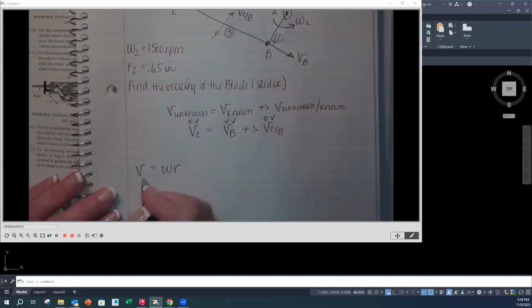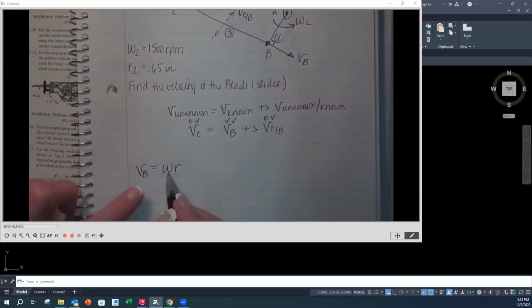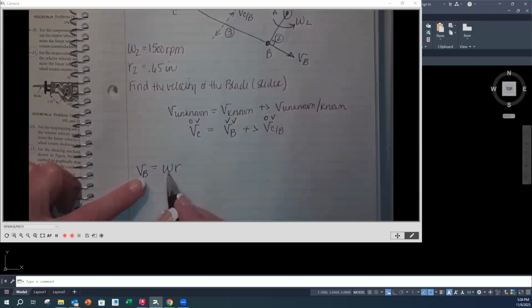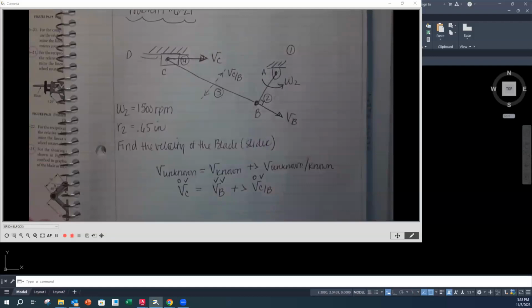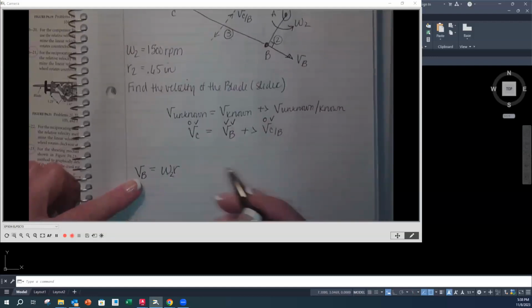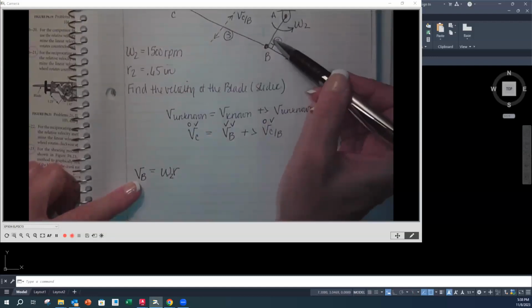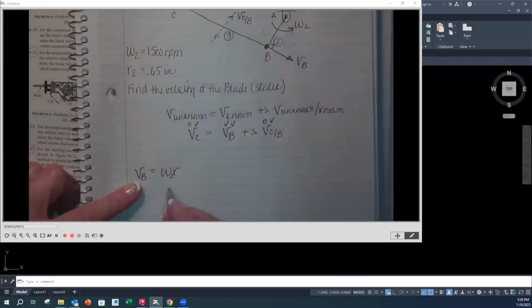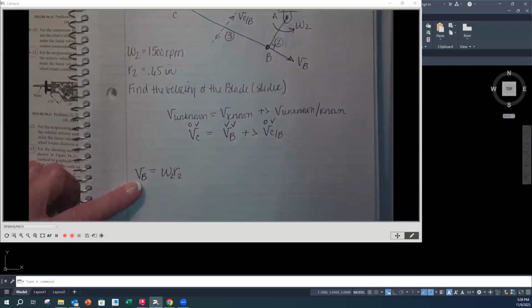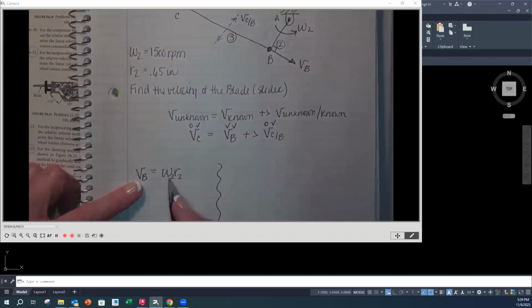To get the magnitude of the velocity of B, we're going to have to use the angular velocity of the link that it's on, which is link 2, so we're going to put the 2 there. And then we also need to know how long that radius is back to its center of rotation, which is the distance of link number 2, which we know to be 0.65 inches.